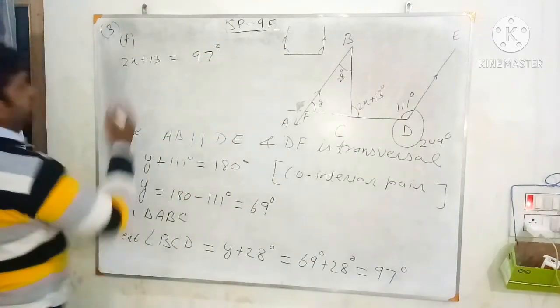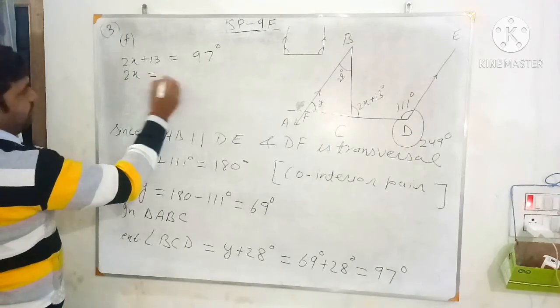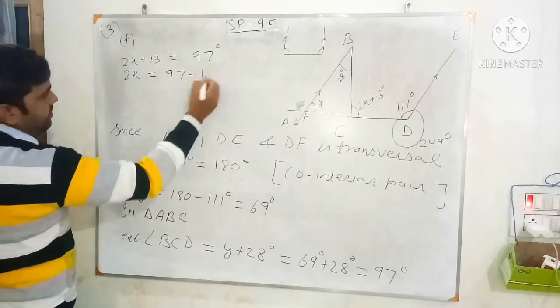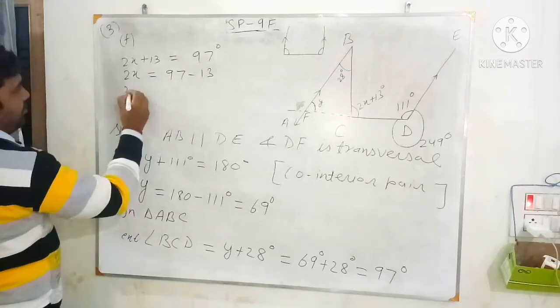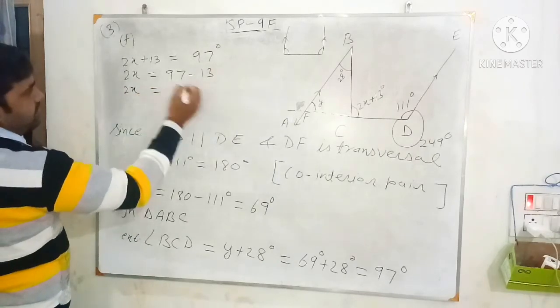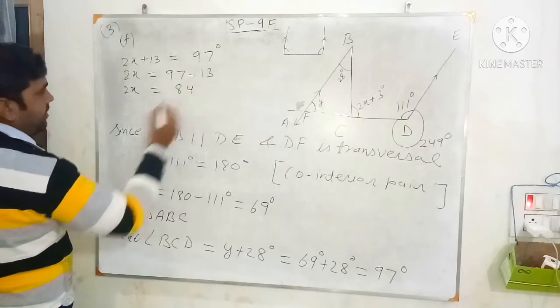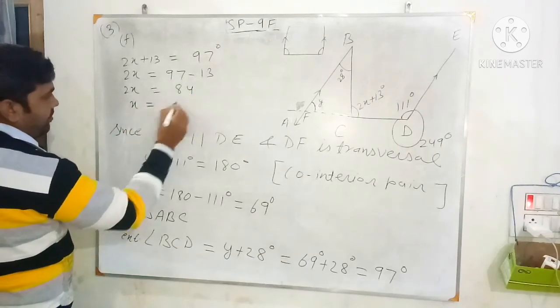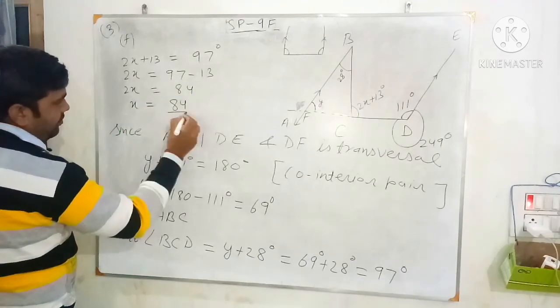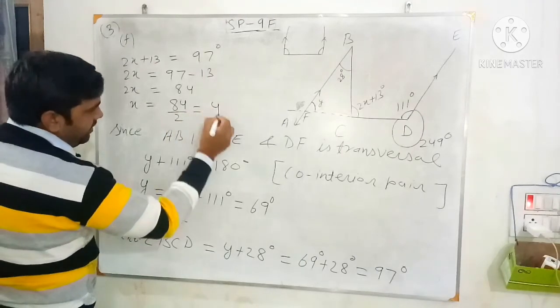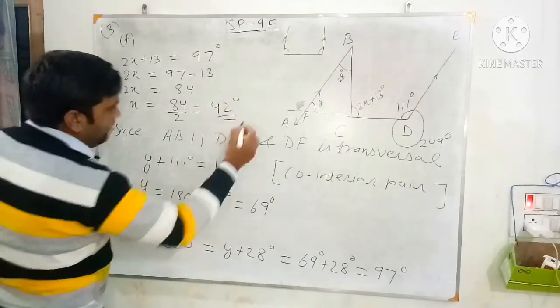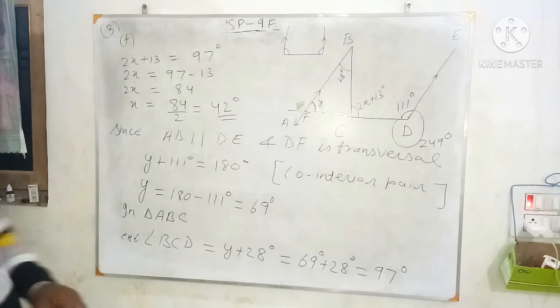Now 2x is equals to 97 minus 13. So 2x is equals to 7 minus 3 is 4, 9 minus 1 is 8, so 84. So x is equals to 84 by 2, so that is 42 degree. So what we got? The value of x is 42 degree.